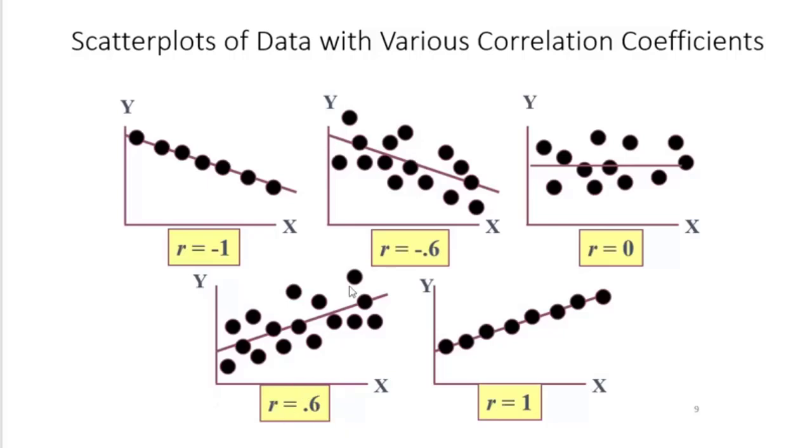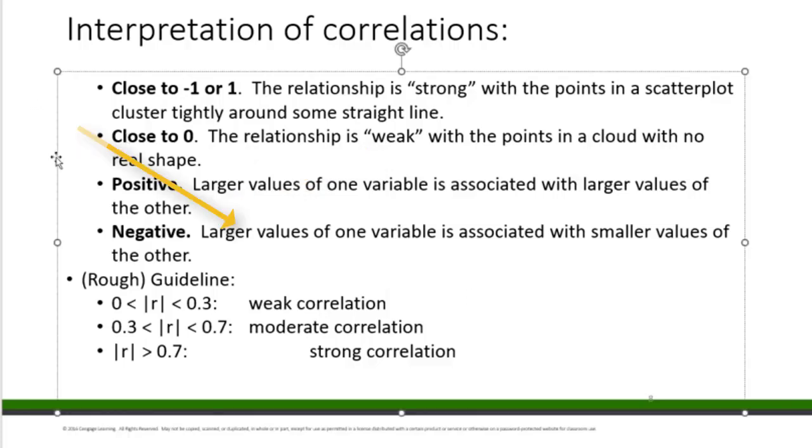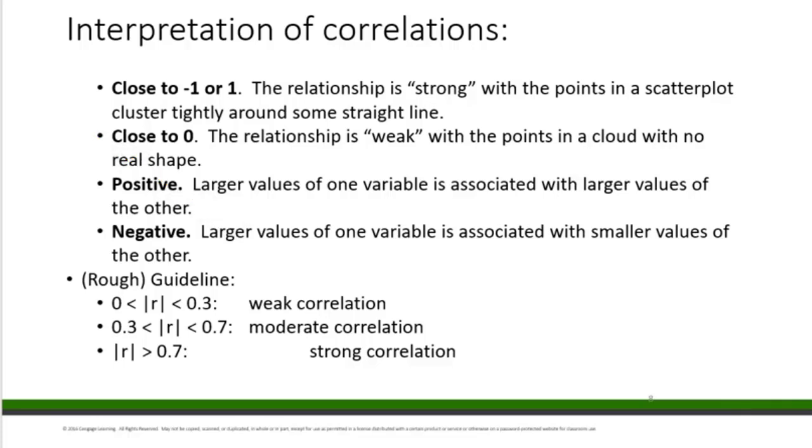And on this one, it's the same thing except the direction is reversed. Here you have a negative slope. You also have a negative correlation. So here's a summary of what we just said. Close to -1 or 1 is strong. Close to 0 is a weak relationship. If it's very close to 0, we would say there is no relationship. Positive means it's tilted upwards like this. Negative means it's tilted downward like this. How do you describe the strength of the relationship? We could say weak relationship, moderate relationship, or strong relationship.